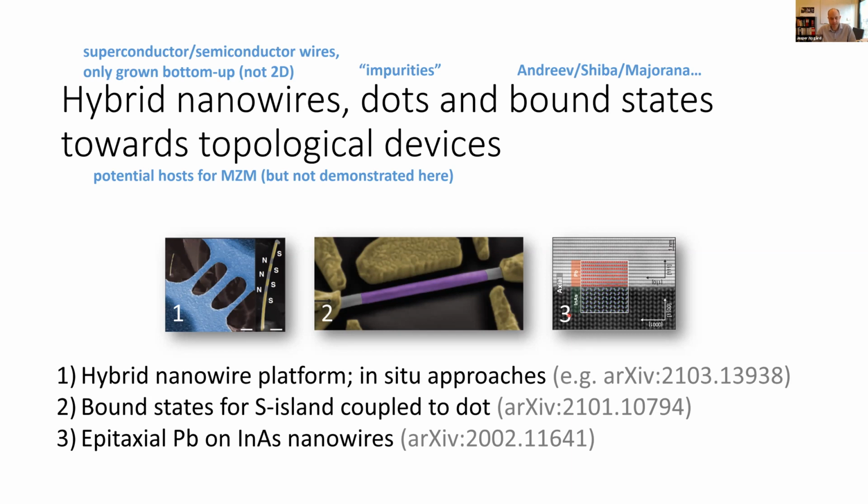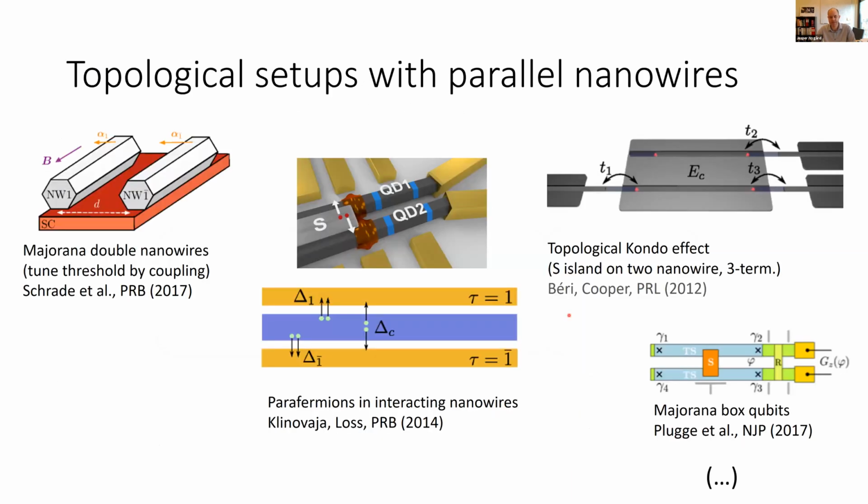Now, I said that 1D wires is a limitation. It's of course true. It's probably a linear system that can be realized, but even with the wires, one can build more complex devices. Here I show some concepts, theoretical proposals within the realm of topological devices that involve wires that are somehow coupled to make more complex systems.